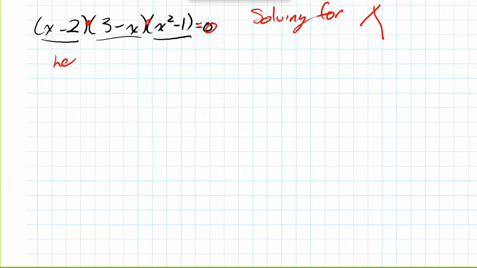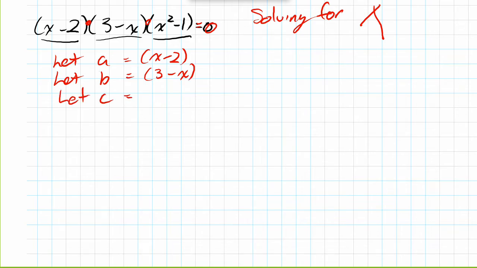I'm going to do some let statements. I'm going to say let a equal x minus 2, just so we can make some sense of this. Let b equal 3 minus x, and let c equal x squared minus 1. So now when I write this, I'm going to have a times b times c equals 0. Okay, a little nicer to look at, but I got to pull out some kind of fundamental math principle here.